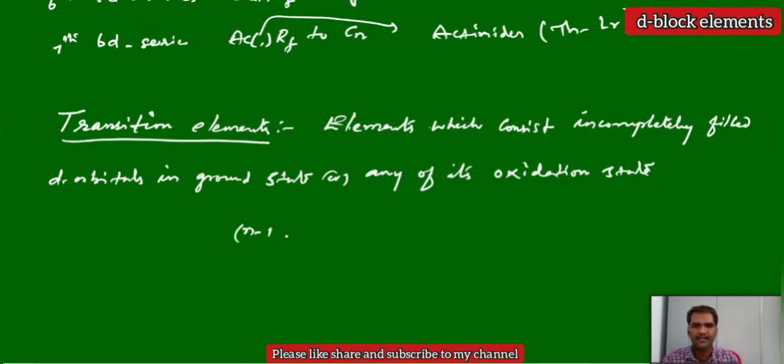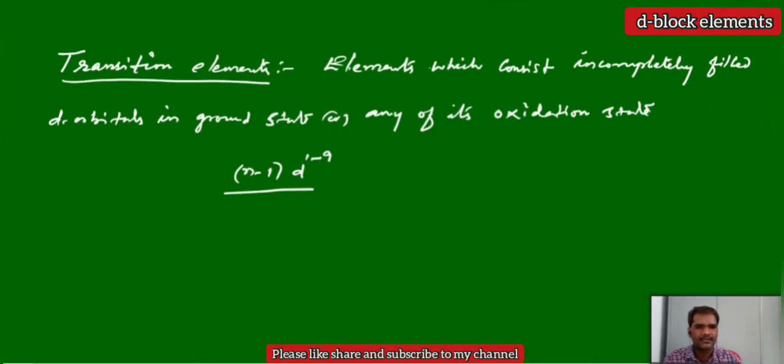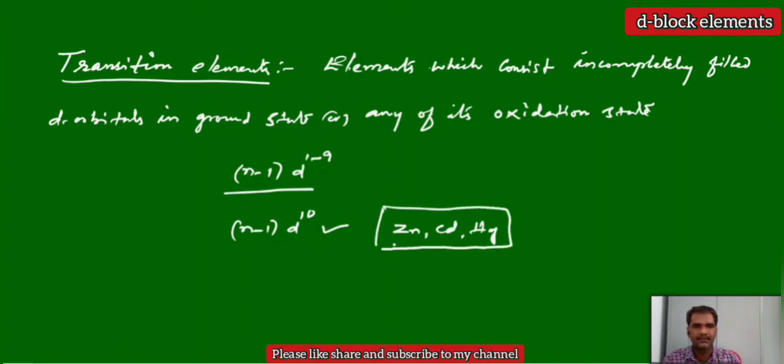They should have (n-1)d1 to 9 configuration, and this type of electronic configuration is called transition elements. And if the electronic configuration is (n-1)d10, whether in its ground state or any oxidation state, then they are called d-block elements, not transition elements. Especially here, zinc, cadmium and mercury. So very, very important. These three elements are d-block elements, not transition elements.